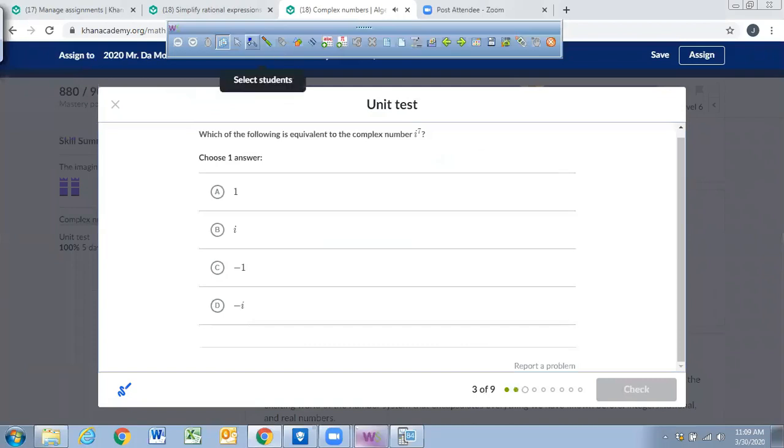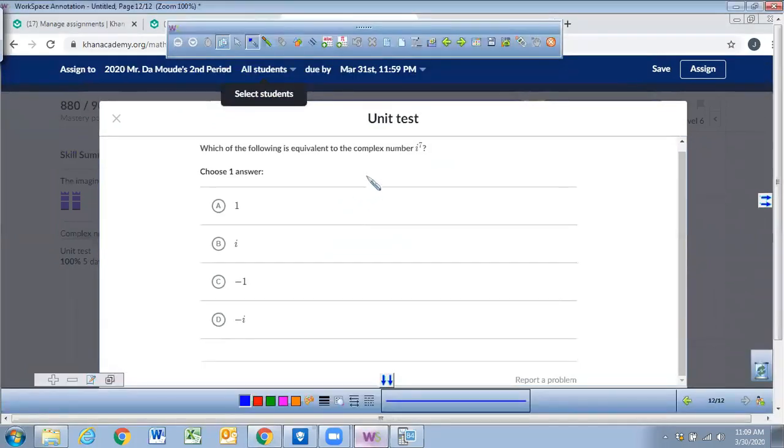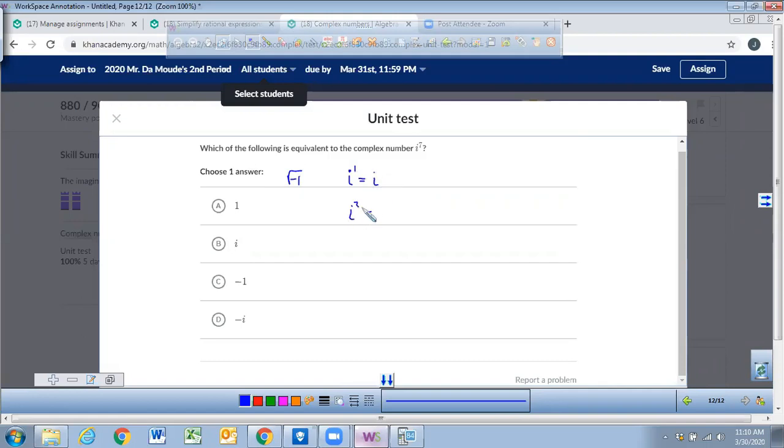Oh, okay, here's a good one. In your journal, you should have this, but I'm going to go ahead and rewrite it, okay? We know i, just by itself, is equal to this concept called the square root of negative 1. So i to the power of 1 is just the letter i. i squared is equal to, from your journal, negative 1. i cubed becomes negative i. i to the power of 4 becomes the number 1.